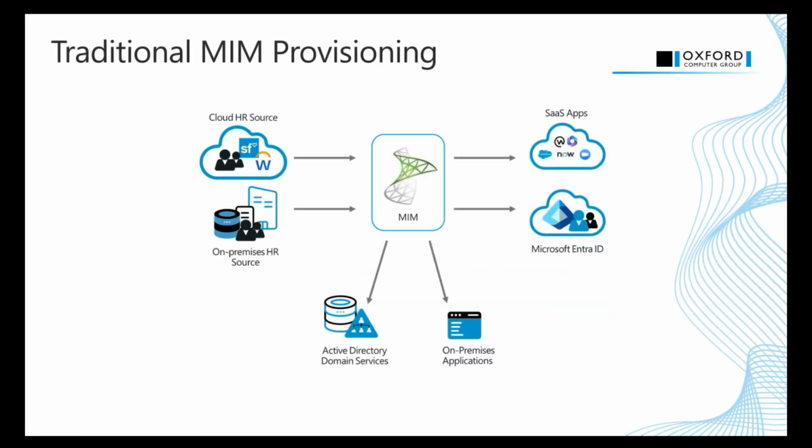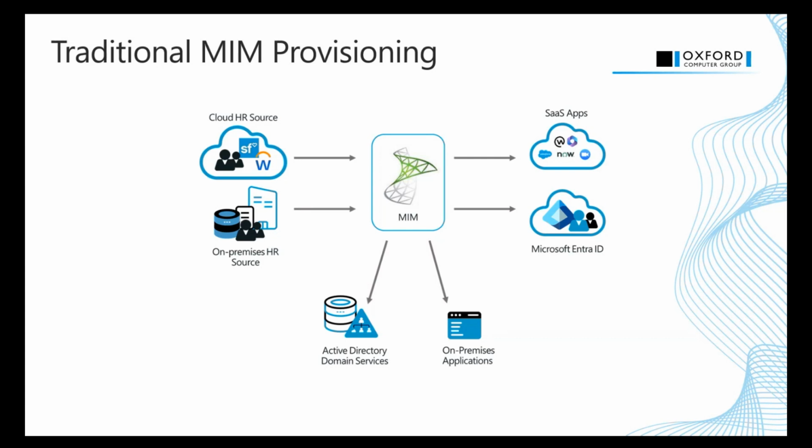But today we're going to talk about MIM Sync and how we can move that to Entra ID. So traditional MIM provisioning today, if you look at MIM, is really a hub and spoke type of service. So you have your sources of truth. They still currently can be a cloud source. You can still bring in Workday or some other cloud source HR system into MIM. A lot of people at this webinar probably have an on-premise HR source.